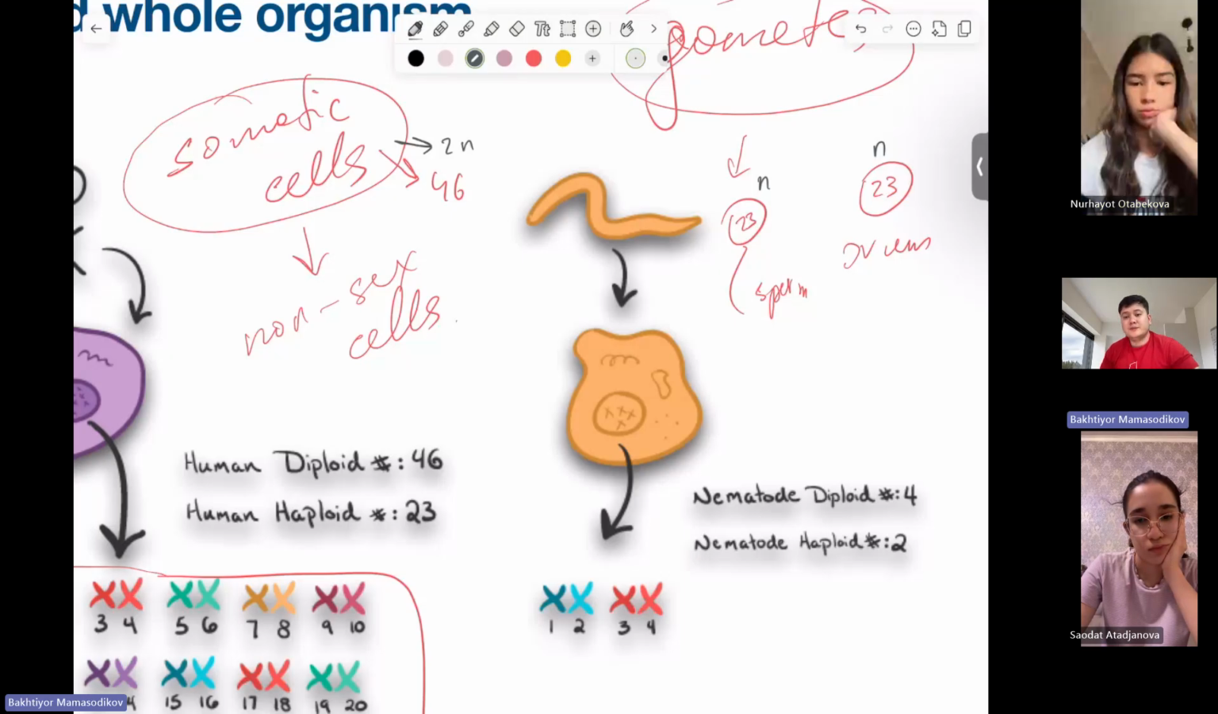So what about identical twins? Do you know what a twin is?